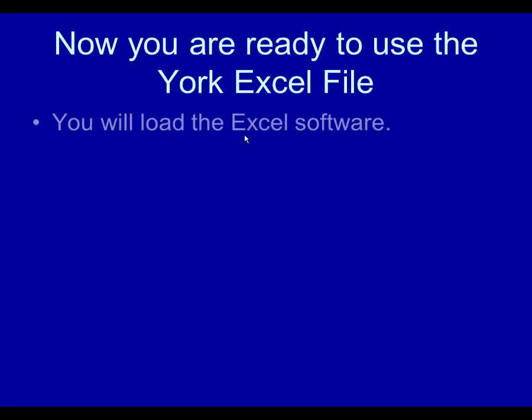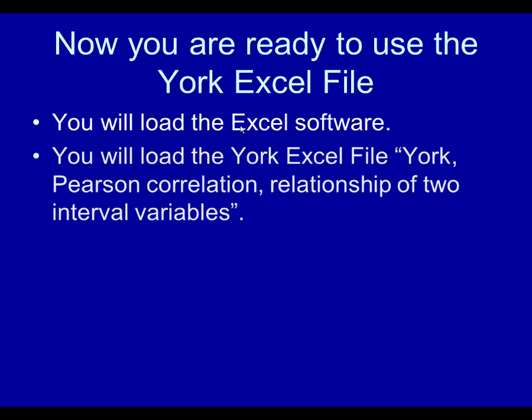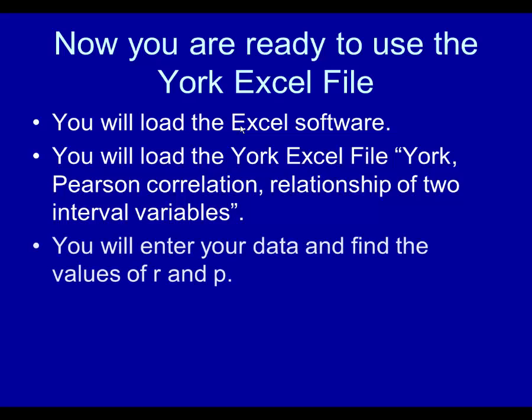Now you're ready to use the Excel file. You'll need to load that file. Then you'll load the Excel software. Then you'll load the Excel file entitled Pearson Correlation Relationship of Two Interval Variables. You will enter your data and find the value of P and R.